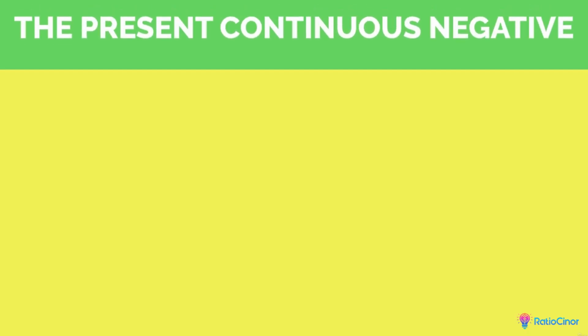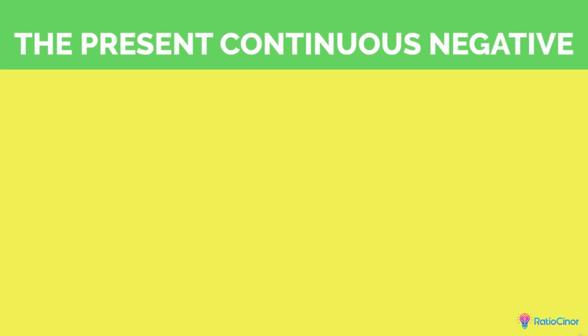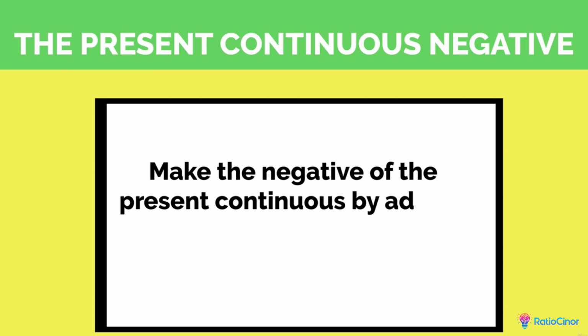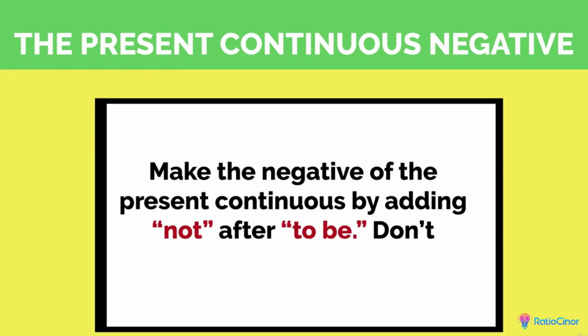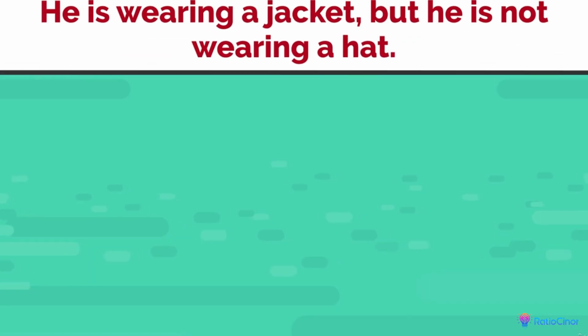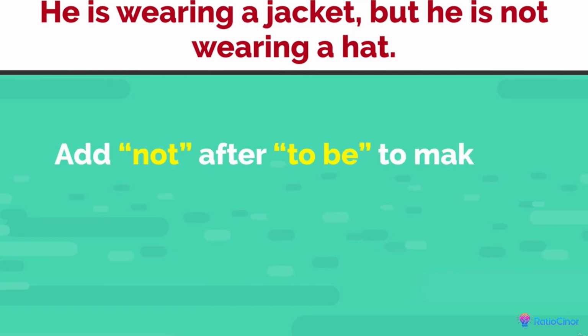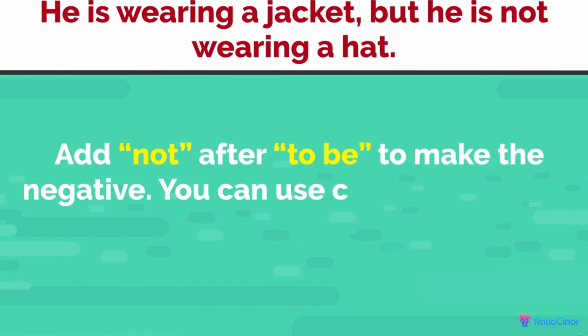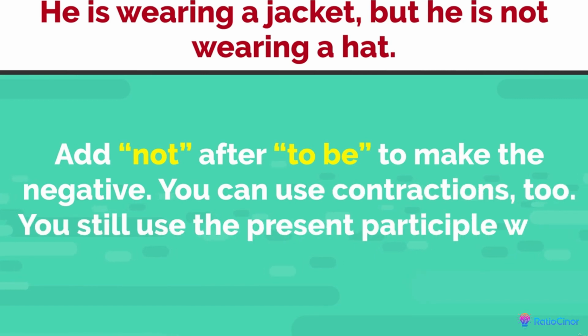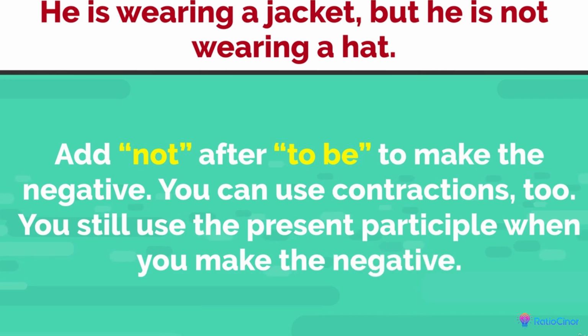The present continuous negative. Make the negative of the present continuous by adding not after to be. Don't change the present participle. He is wearing a jacket, but he is not wearing a hat. Add not after to be to make the negative. You can use contractions too. You still use the present participle when you make the negative.